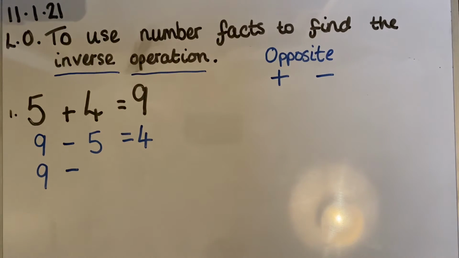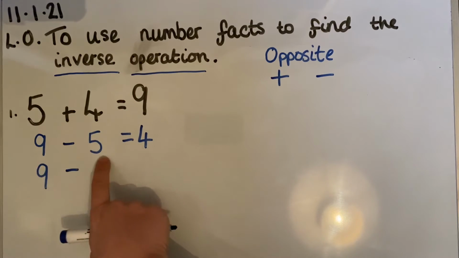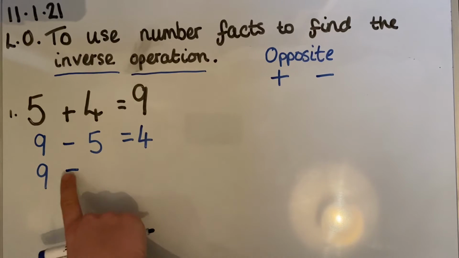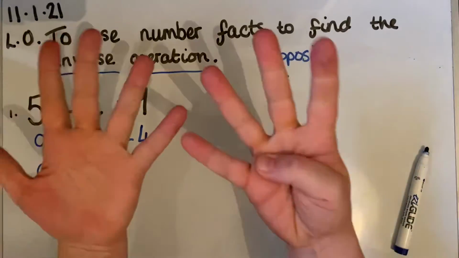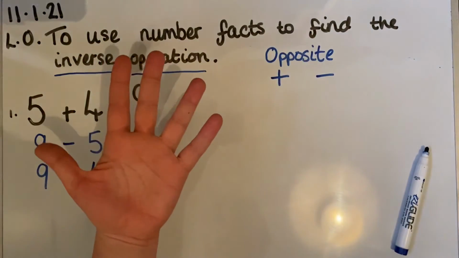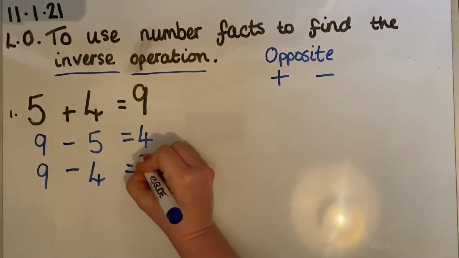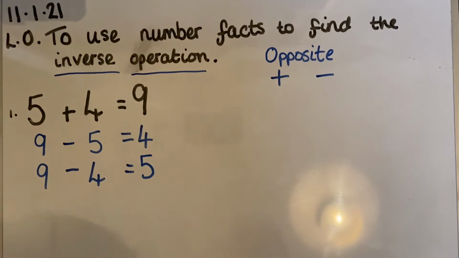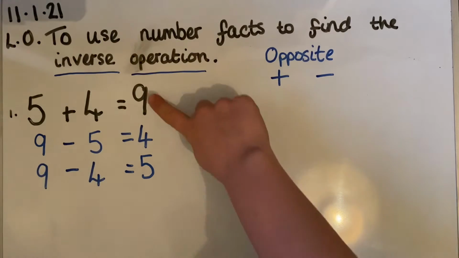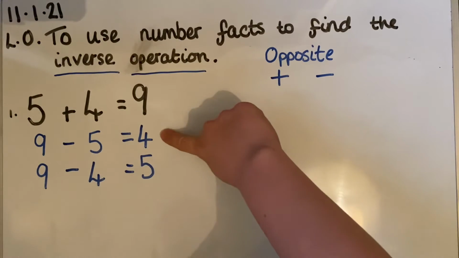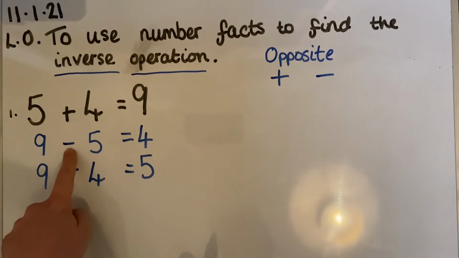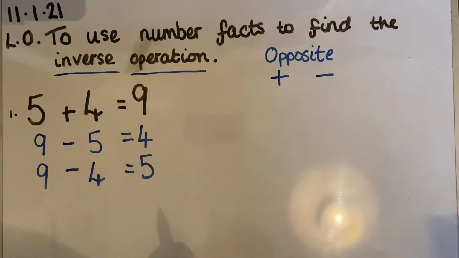Let's see what other sum we can make from this addition sum here. So we've had 9 take away 5 equals 4. What about 9 take away 4? What does that equal? So 9 take away 4 equals 5. That's great. So we know from this that using the number facts from our addition sum, we can use the inverse operation to find two more sums by doing the opposite operation, okay, by taking away instead of adding. Let's do another one.